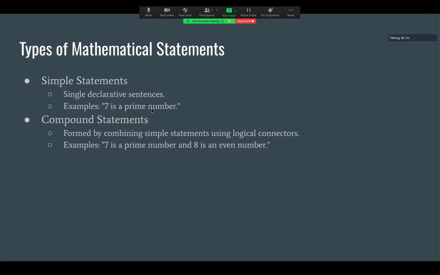Compound statements are formed by combining simple statements using logical connectors. For example, 7 is a prime number and 8 is an even number is a compound statement, because we are combining two simple statements with the connector and.